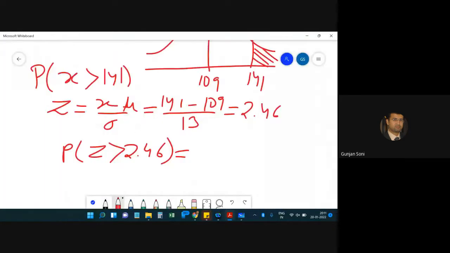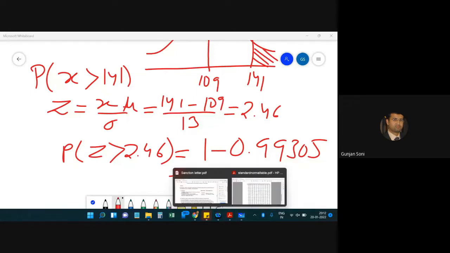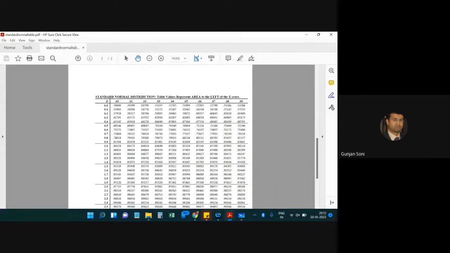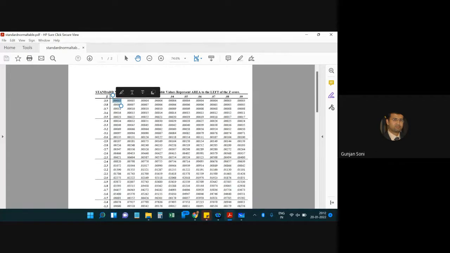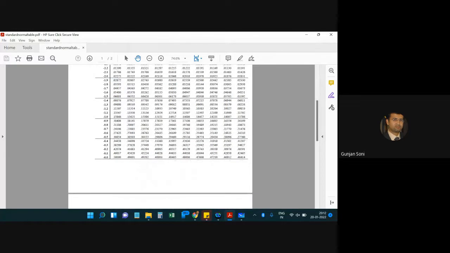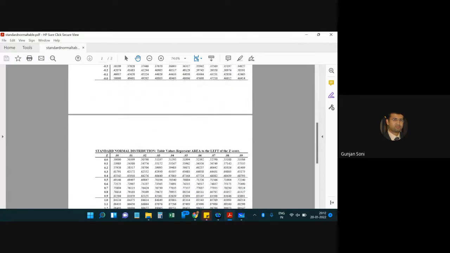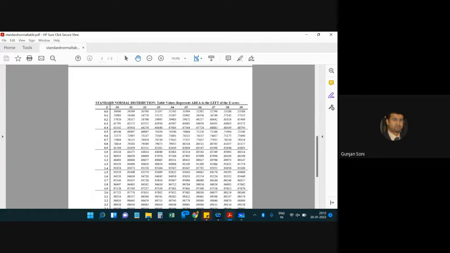Okay, so we write that here: 1 minus 0.99305. Why 1 minus? Because this table is telling the area. If you look at this table, it is starting with a very small value over here, that is, on the left side of the mean, and it goes up to 0.5 at the mean, and if you go towards the right side, it's more than 0.5.